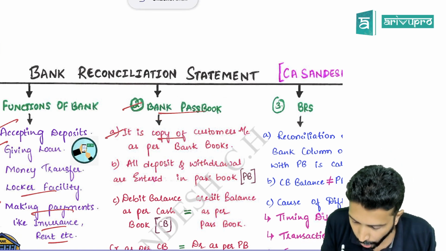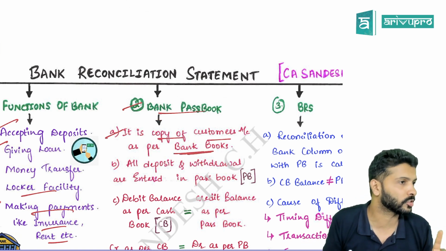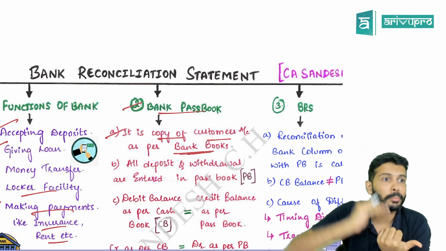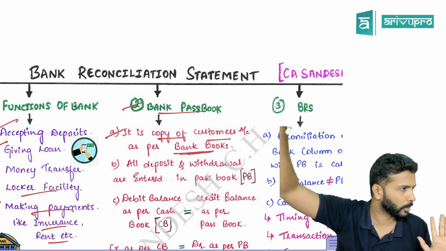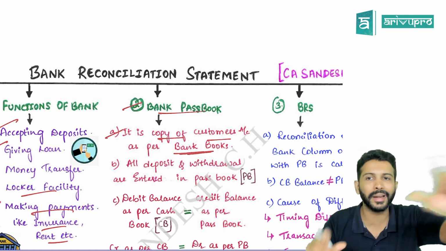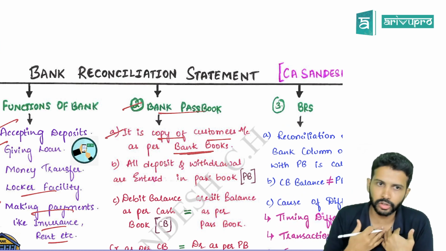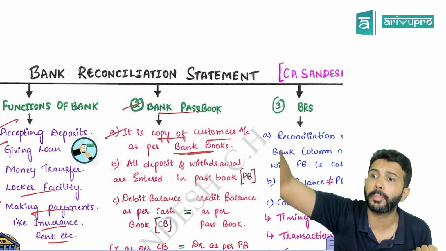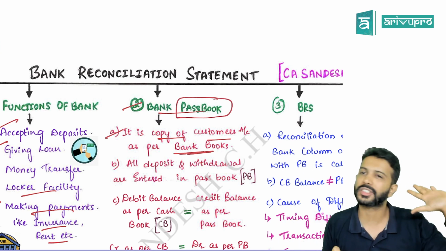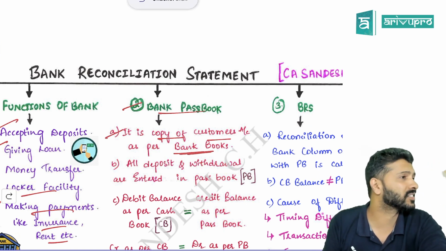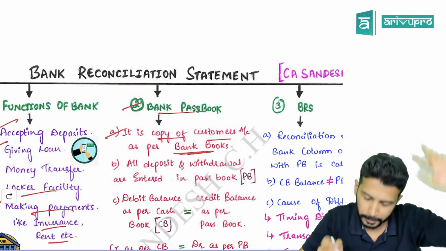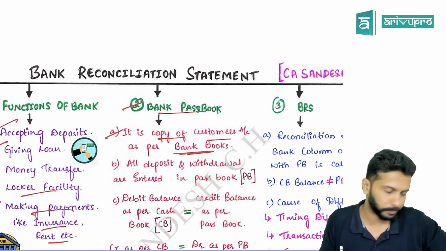It is basically a copy of the customer account as per whose books? Our books or the bank's records? The bank's records. Just like we have a bank account, the banks will maintain our account. This is natural because there will be thousands and thousands of customers. If you open an account with the bank, the bank will maintain your account. You will maintain the bank account in your books, and in the bank's books, the bank will maintain your account. That account we refer to as the passbook. So passbook is simply a copy of the customer account as per the bank's books. That's the first observation. Are we okay?